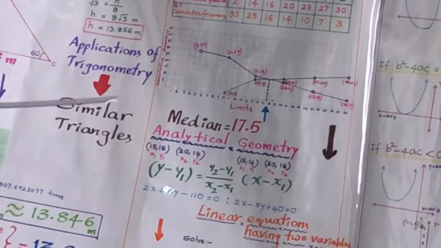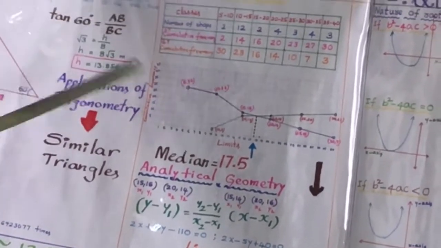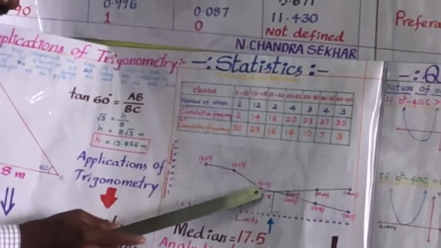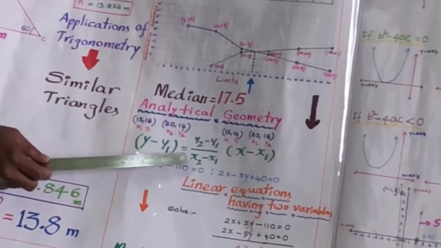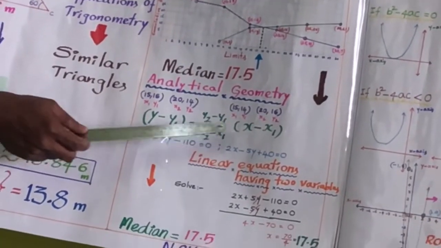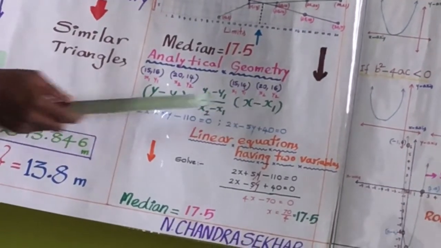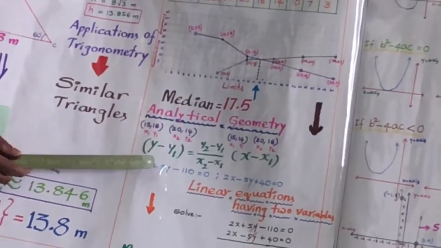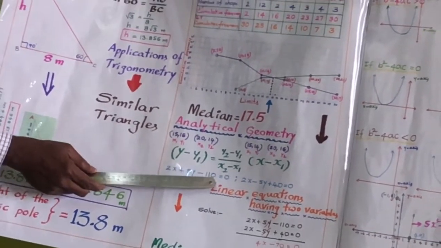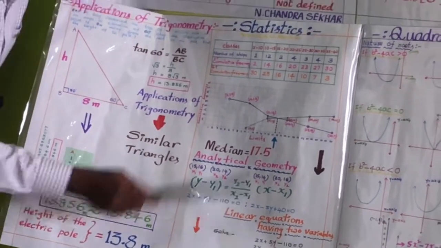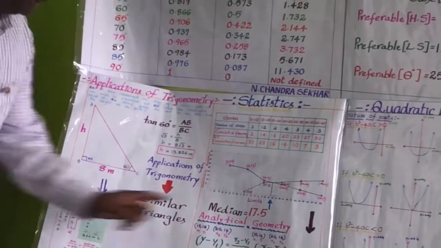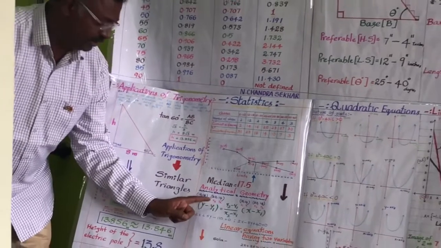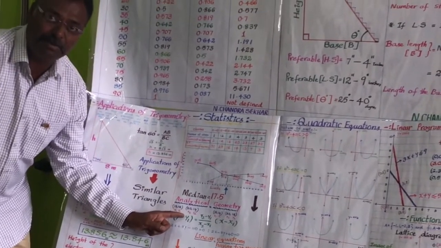We learned this in statistics, but come to the same concept I will arrange here. These are the 2 points. From these 2 points, I want to find the equation using the formula y minus y1 is equal to y2 minus y1 by x2 minus x1 into x minus x1. Using this formula through these 2 points, I find 2x plus 5y minus 110 is equal to 0 and 2x minus 5y is equal to 40. This is the concept in analytical geometry.